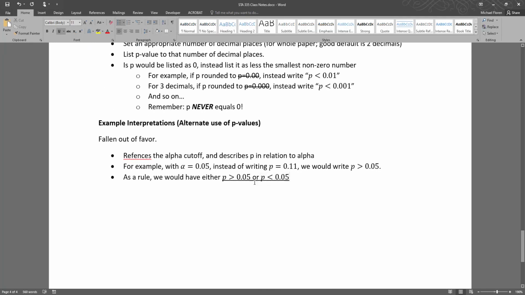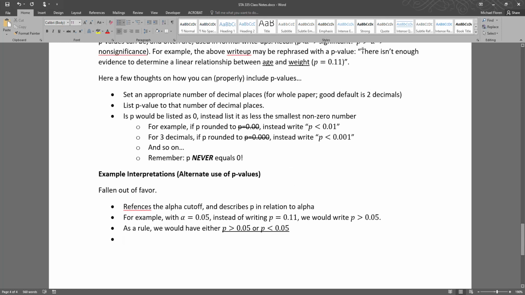Now, be very careful here. I'm using 0.05 because that was my alpha value for the problem. If the alpha value for your problem is a different alpha level than 0.05, then you would change this number to represent whatever your alpha is. So say you're working in a problem that has alpha equals 0.10, then you would write either p is greater than 0.10 or p is less than 0.10, depending on what the p-value is. In this case, p would be greater than 0.10 because 0.11 is greater than 0.10.